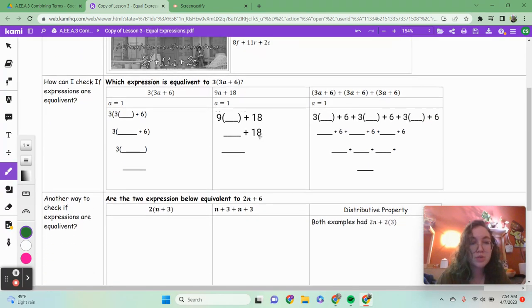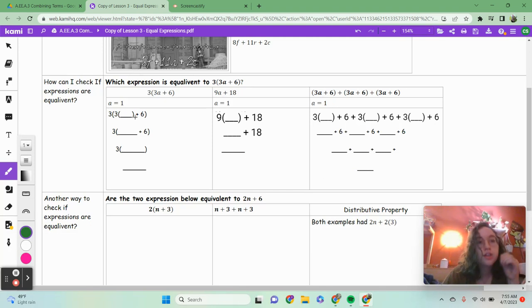So let's talk about doing a quick gut check of if expressions are equivalent. One way that we can check if expressions are equivalent is by substituting in a value, the same value for each expression. And if they have the same output, meaning if they equal the same thing in the end, then at least at that value, they are equivalent.